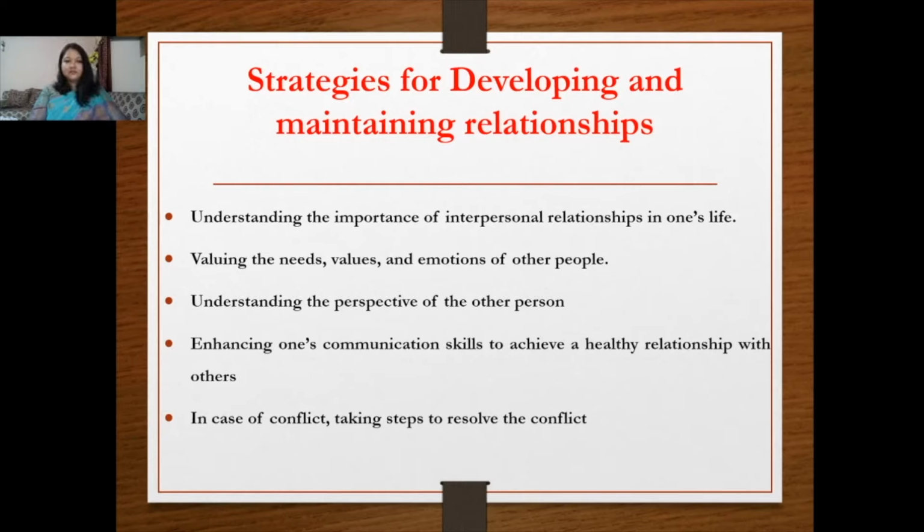The first strategy is a very simple strategy which says we have to first of all understand the importance of interpersonal relationships in our life. Okay, the moment we understand the importance of relationships in our life, we will value the relationships, we will resolve our conflicts, we will communicate in a better way, valuing the needs and emotions of other people. That's really important. So that also comes a lot from empathy, that we try to understand what other people are feeling from their perspective, and then we are able to better manage our relationships.